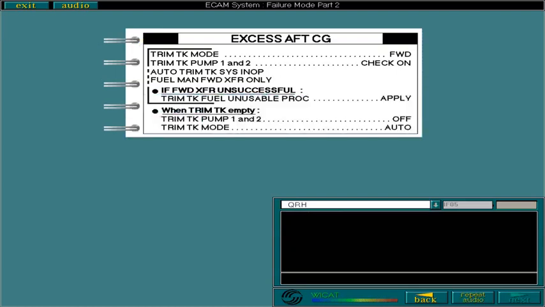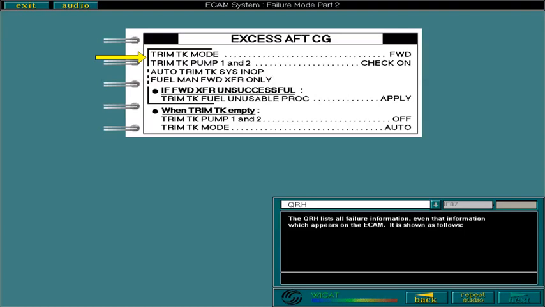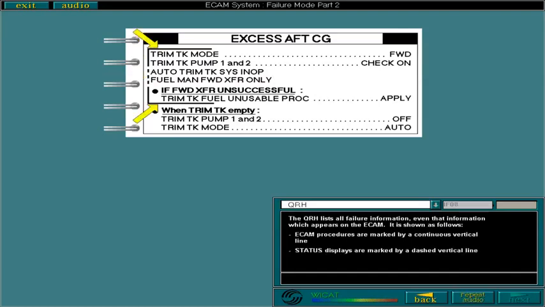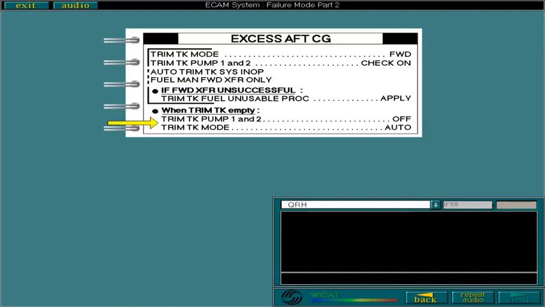The QRH lists all failure information, even that information which appears on the ECAM. It is shown as follows. ECAM procedures are marked by a continuous vertical line. Status displays are marked by a dashed vertical line. Beginning and end of ECAM displays are marked by respective horizontal lines. Text not shown on the ECAM will have no vertical line. Now let's look at a procedure where none of the steps appear on the ECAM.